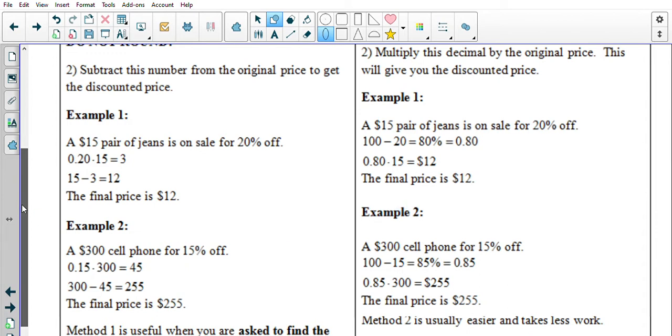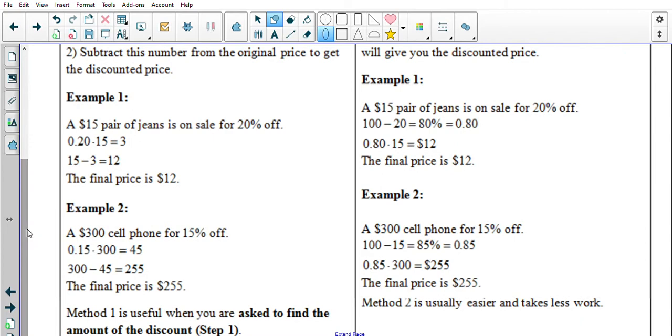So example 2, a $300 cell phone for 15% off. 15% as a decimal is 0.15 times 300 is 45, meaning you're going to save $45. Take 300 minus 45, and that will get you a discounted price of $255.